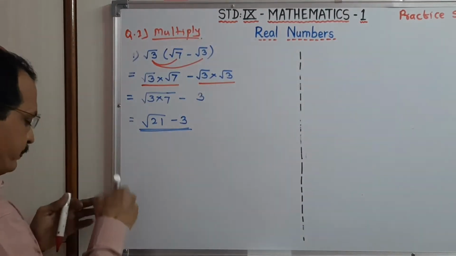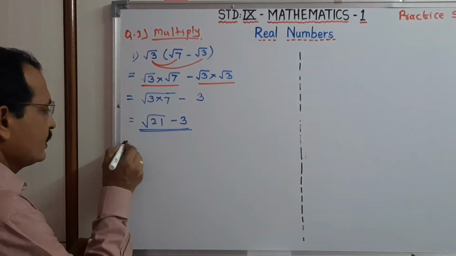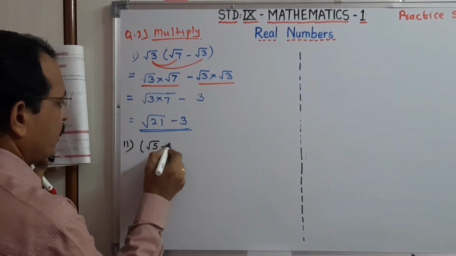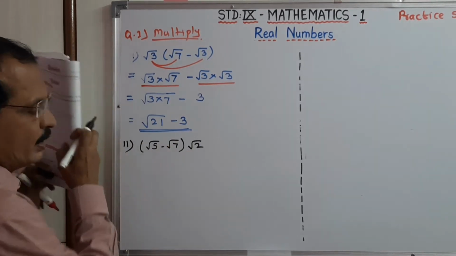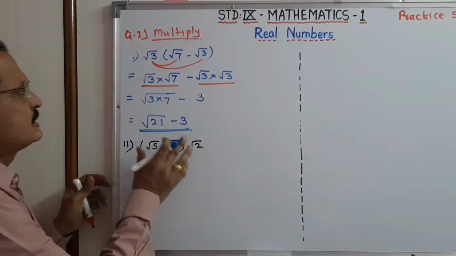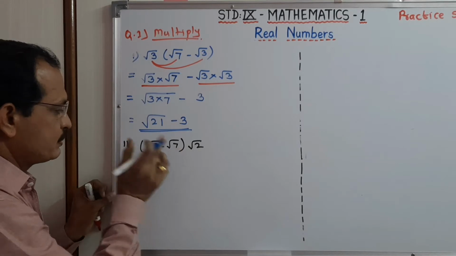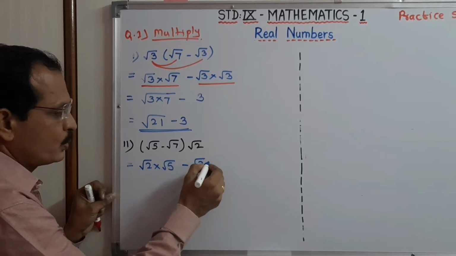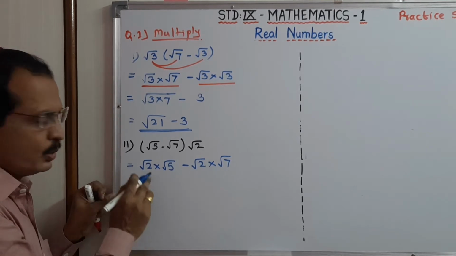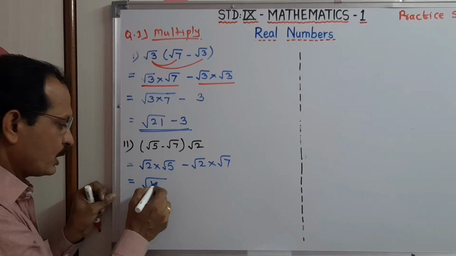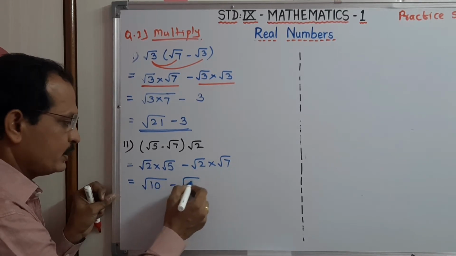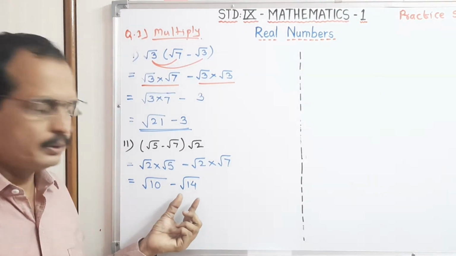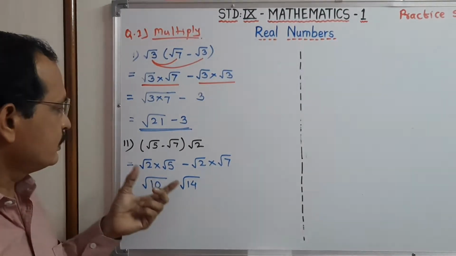Let's see the second sum. In that, the second one, root 5 minus root 7 into root 2. See, same thing is there. We have to multiply this root 2 with this bracket. Directly we can write root 2 into root 5 minus root 2 into root 7. Now, root 2 into root 5 is root 10, minus root 2 into root 7 is root 14. Therefore, root 10 minus root 14, this is the final product.